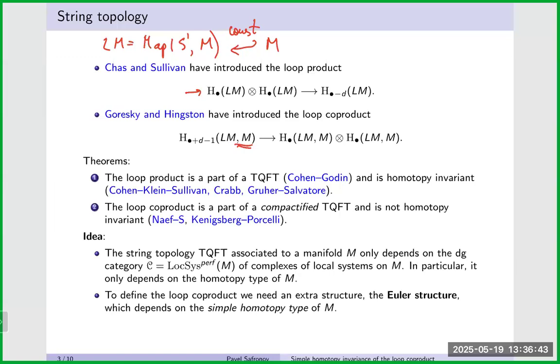So you have this coproduct type operation. And the second thing to say is that for this loop coproduct, there's a shift by d-1, as opposed to the one in the product, which has just the dimension d. Okay, so these are the main two operations I'll be talking about, the loop product and the loop coproduct.